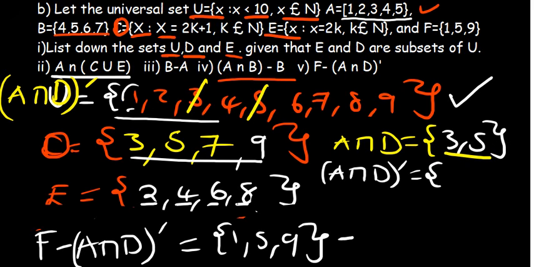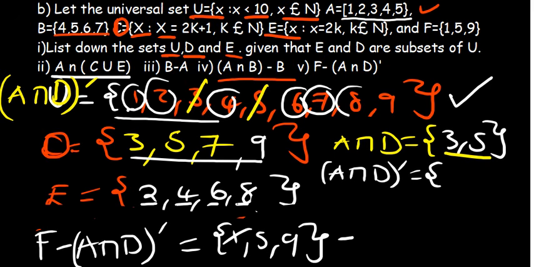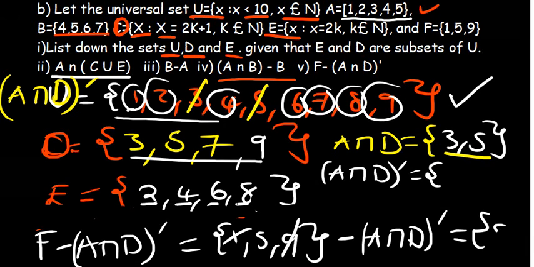So we need to remove 1. So I'll remove it. We need to remove 2. 2 is not there. We need to remove 4. 4 is not there. We need to remove 6. Not there. 7 not there. 8 not there. 9. I'll remove it. So the only remaining element after removing the A intersection D complement is going to be a 5. And that is our solution to the last part of the question. Okay.